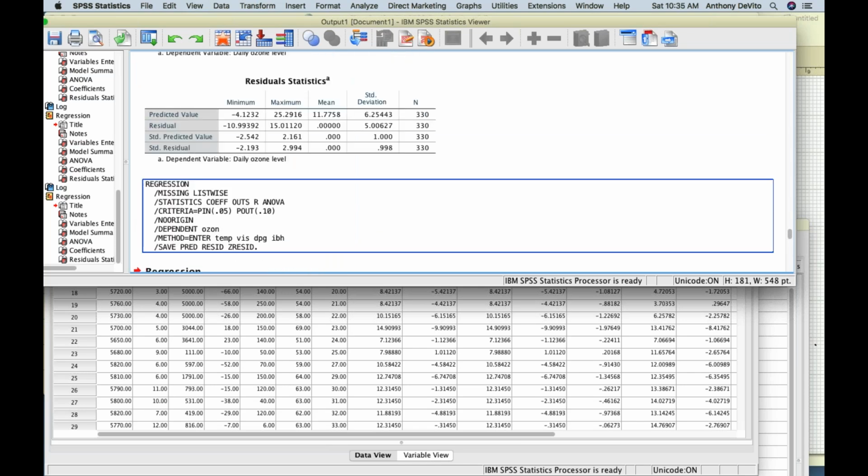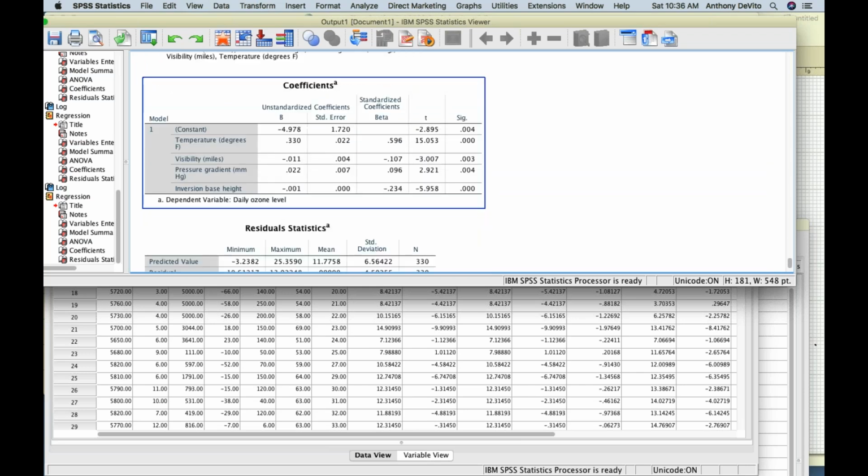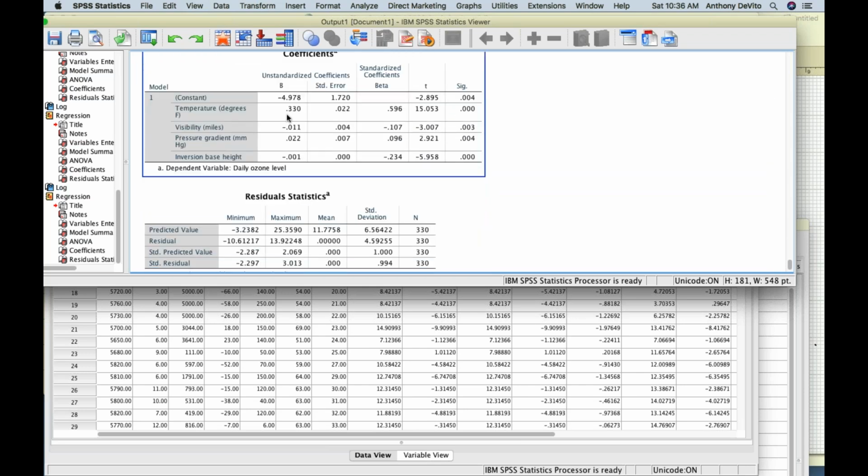Okay, so let's take a look at this. Where did my coefficients go? Okay, here are our coefficients. So now our formula looks a bit different. Notice they're all statistically significant still. Now our formula takes a slightly different form. Well, quite a bit of a different form, right?